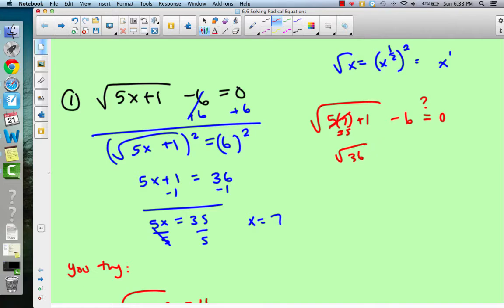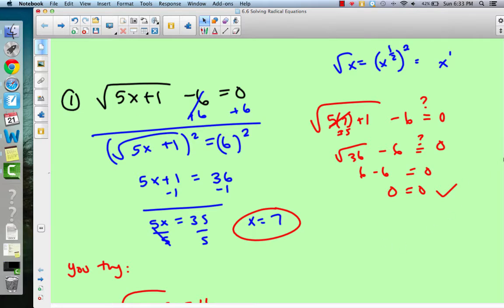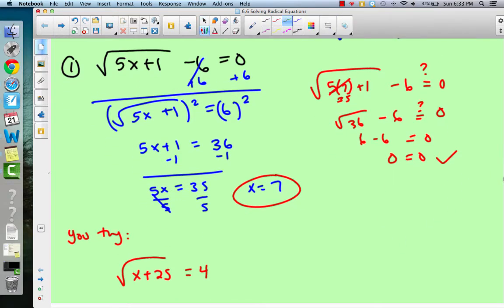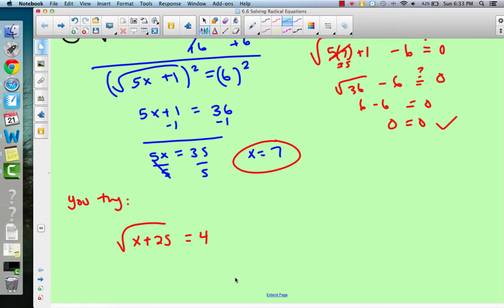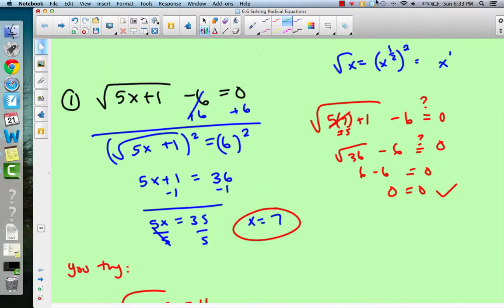So the square root of 36 minus 6. Does that get us 0? Well, that's 6 minus 6. So this does work. So x equals 7 is a nice answer. Okay, so this is how our basic square root equations work. I would like you to pause the video and try this next one, where we have the square root of x plus 25 equals 4. So solve that and then check your answer here in a second.